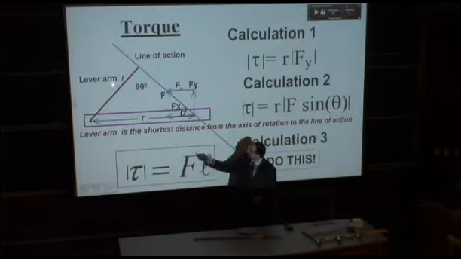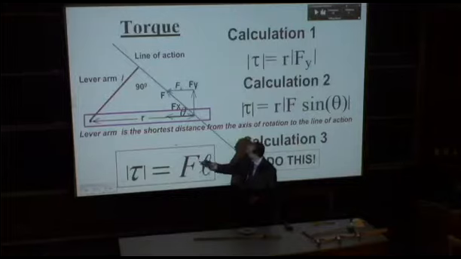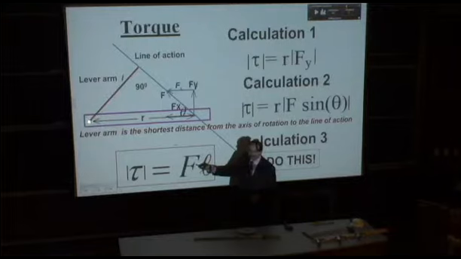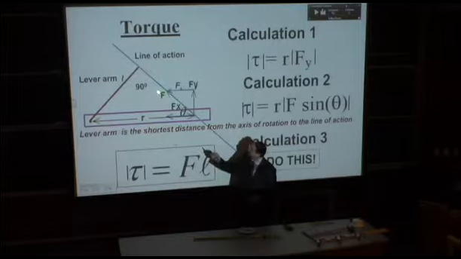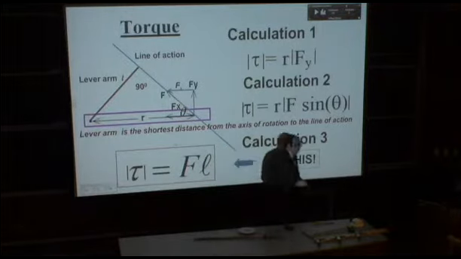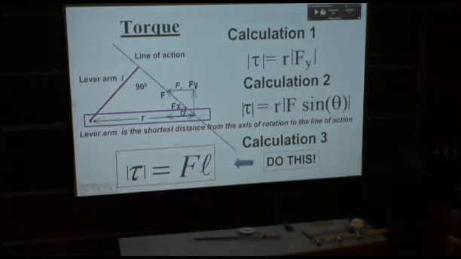Again, the name for this variable is the lever arm of the force. The meaning is the shortest distance from the axis of rotation to the line of action, which means the angle between the lever arm and the line of action equals 90 degrees. This angle equals 90. It's a part of a definition. It's a part of a drawing. Now we can solve so many different problems.